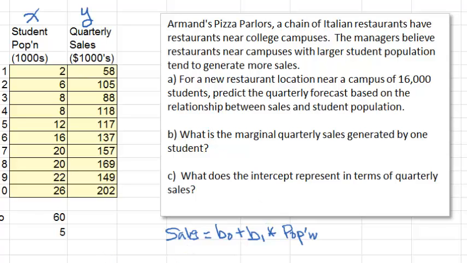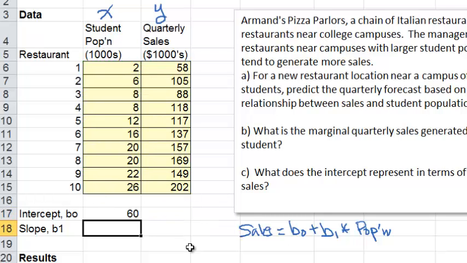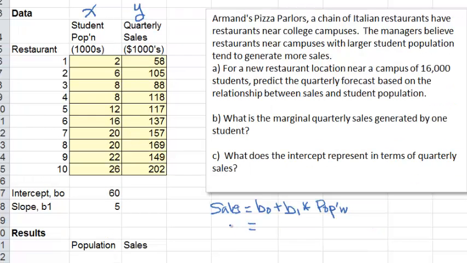Now, we could use the same formulas for intercept and the slope as before. It's the same thing as before. Intercept, y values first, comma, the x values, and close parentheses. Same thing here as before. Slope, y values first, comma, and then the student population values. So there it is. Intercept is 60 and the slope is 5. So here we would plug in y is equal to 60 plus 5 times x, and that's the regression equation.